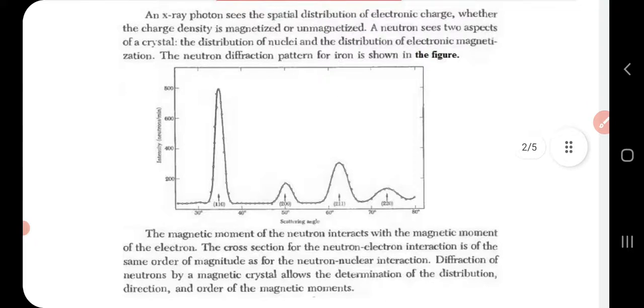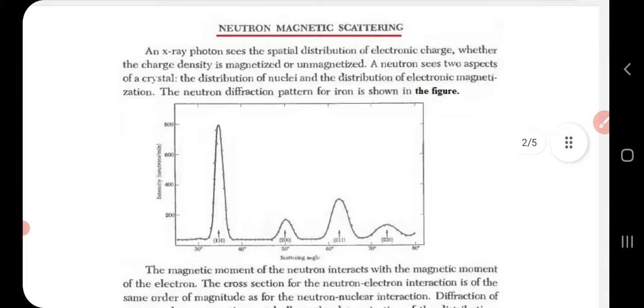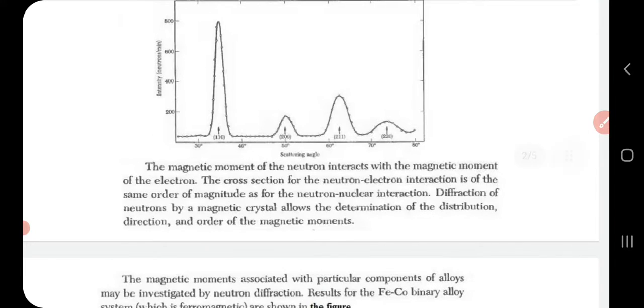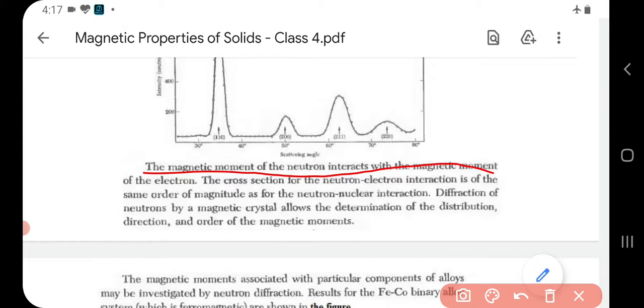Now the figure given below shows just an example of a neutron diffraction pattern. No need of remembering this figure, I present it just for your understanding. Then, what happens when a neutron interacts with a crystal? The magnetic moment of the neutron will interact with the magnetic moment of the electron.